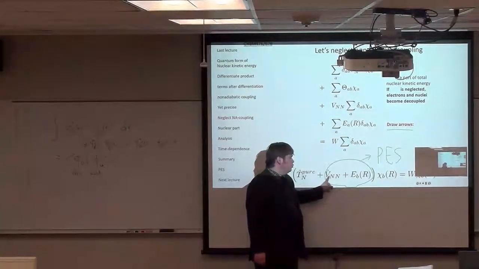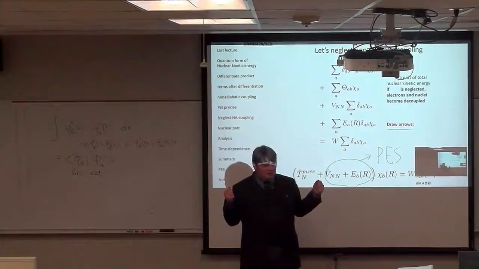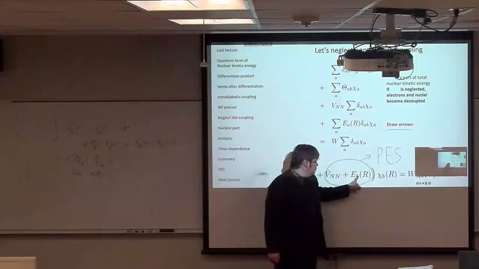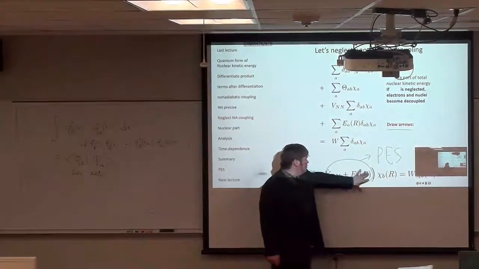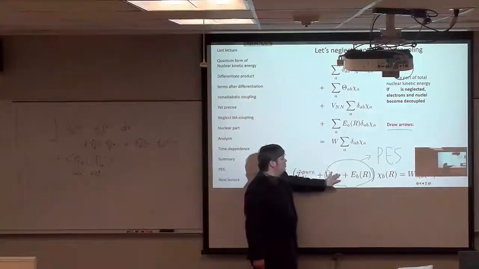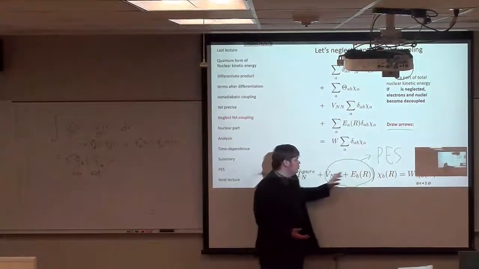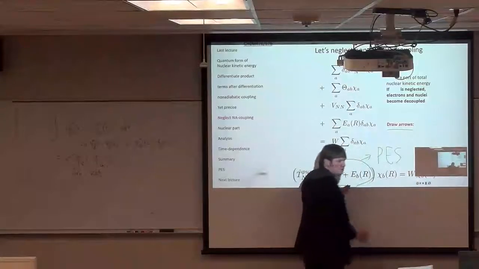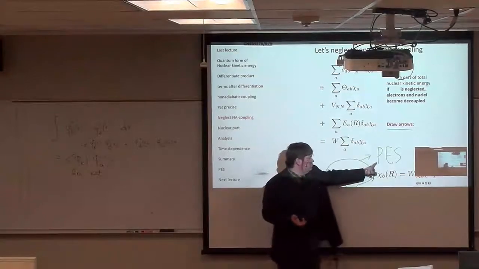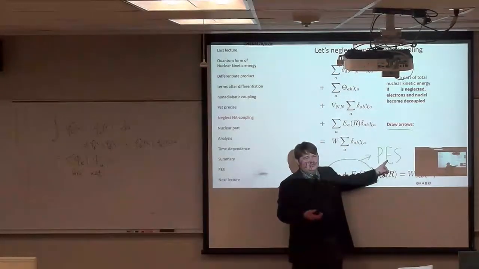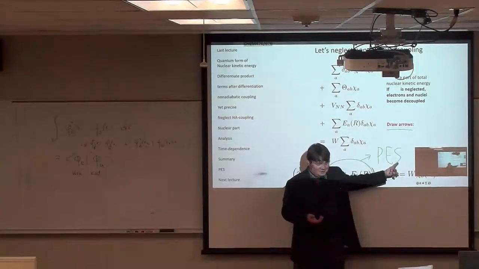So the Coulombic nuclear repulsion plus the eigenenergy of the electronic state that parametrically depends on the positions can be referred to as the potential part of the Hamiltonian for the nuclear Schrödinger equation, right? And we can call it, if I'm lazy to speak, PES, which stands for potential energy surface, right?